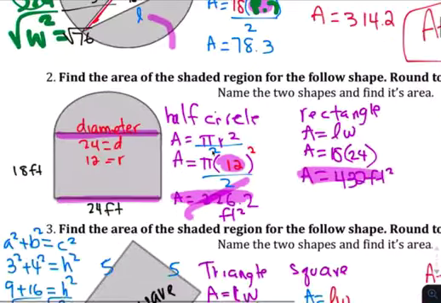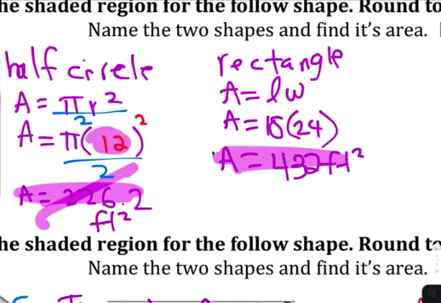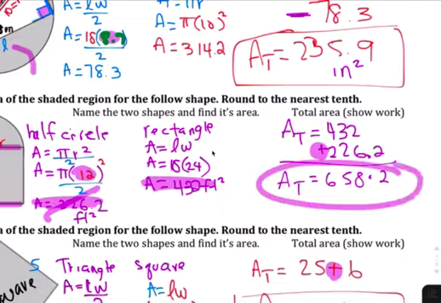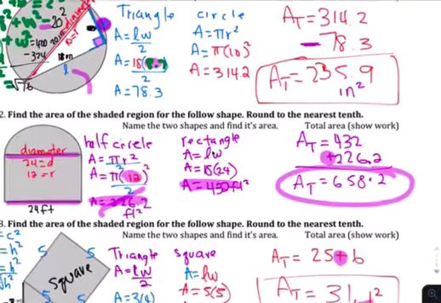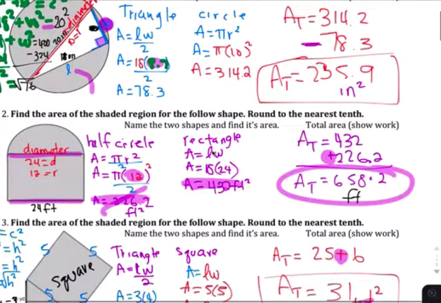And the length times width of the rectangle is 18 and 24, you get your answer, and you add those two answers together. If you forget your units on your test, you're going to get points taken off. So you need to have feet squared here.